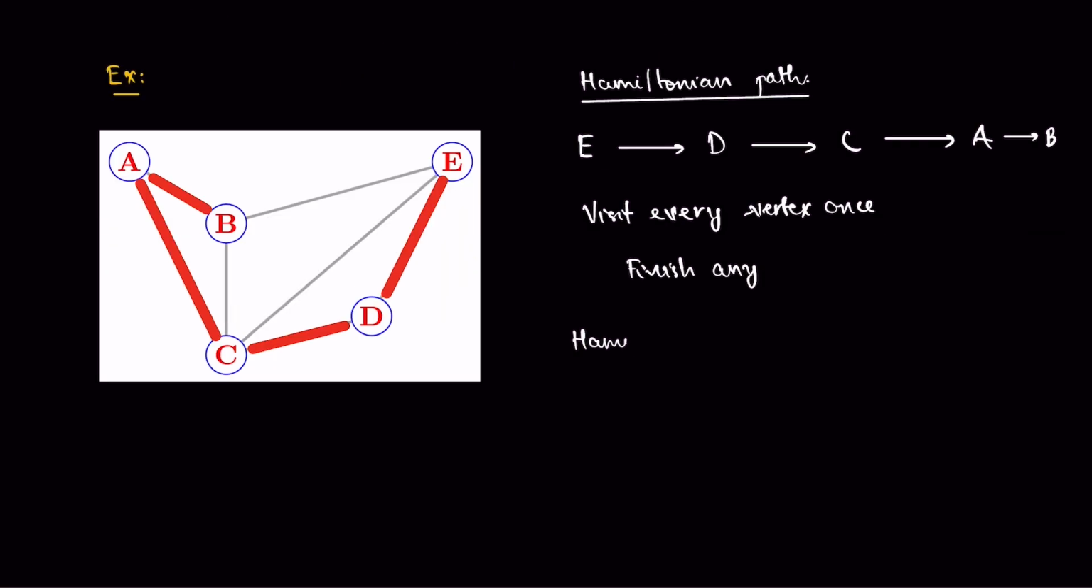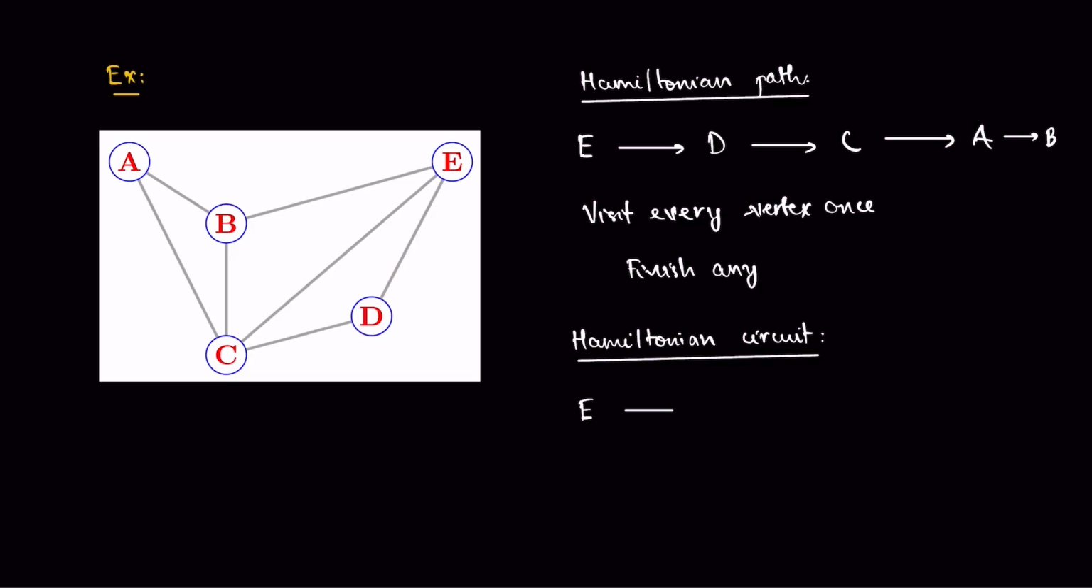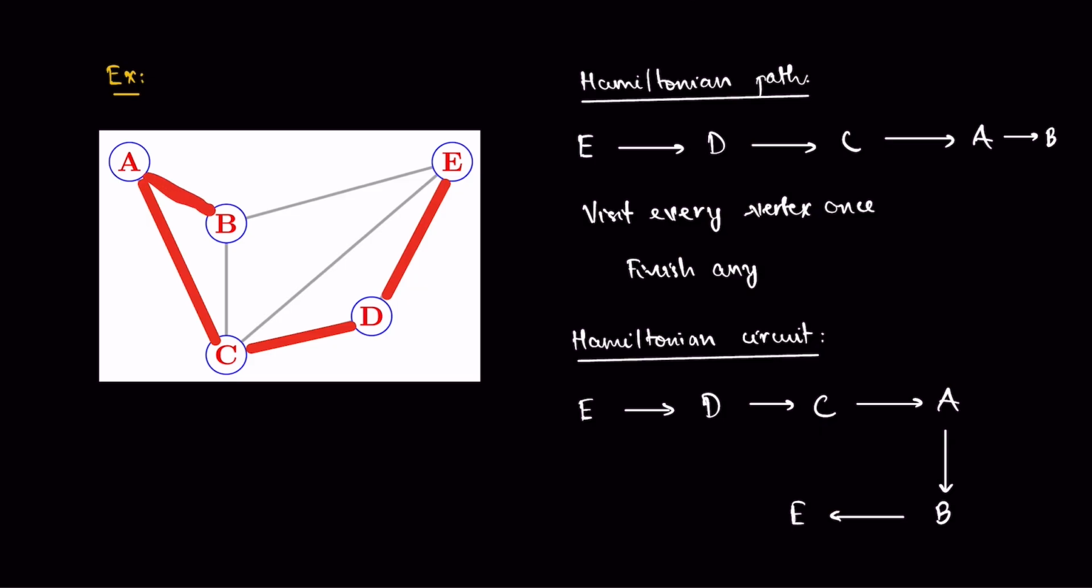Now for the case of Hamiltonian circuit, the algorithm says that you visit every vertex once and finish back where you started. I'm going to start with the vertex E again. So from E, we go to D, we go to C, we go to A, we go to B, and we get back to E to complete the circuit. So this is how I travel.